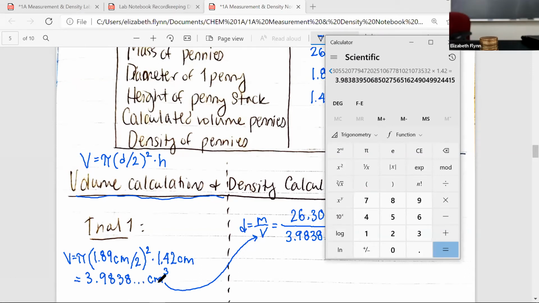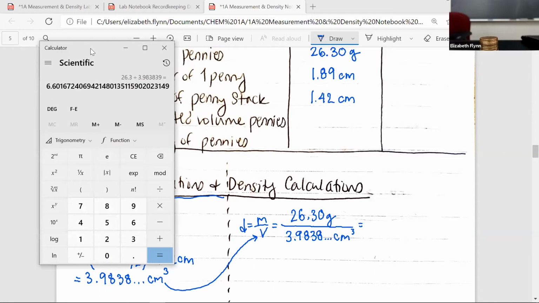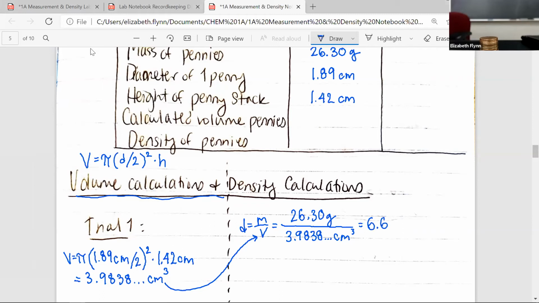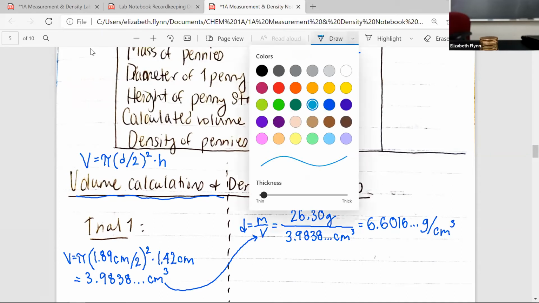So 3.983839. So 26.30 divided by 3.983839, etc. And that gives us a density of 6.6016 grams per cubic centimeter. Let's make sure that we round to the proper significant figures.